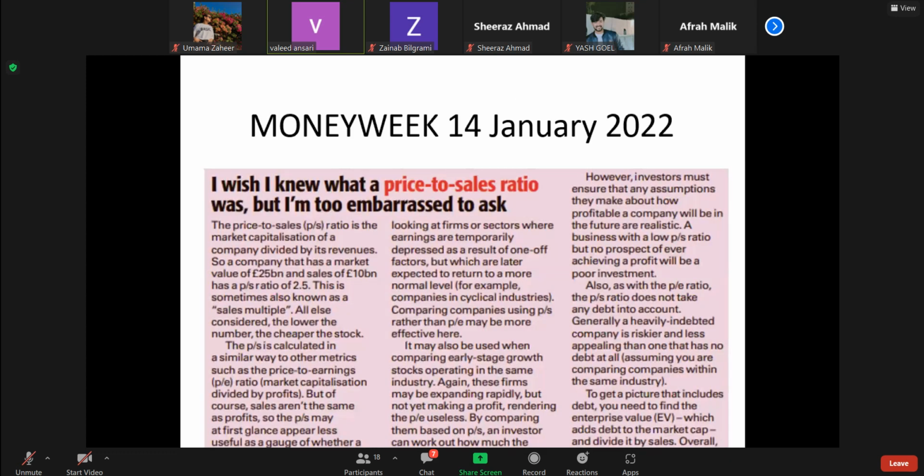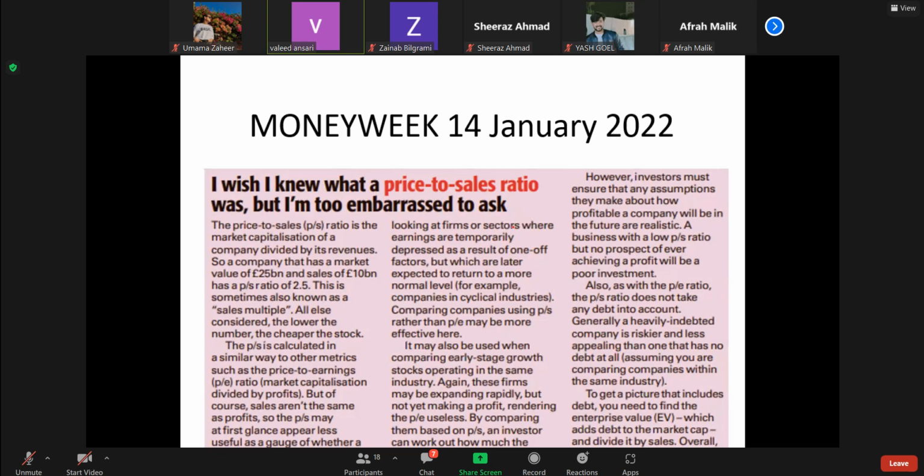Just read this. It has been drawn from a very recent Money Week, because there is a column there: "I wish I knew what a price sales ratio was, but I am too embarrassed."